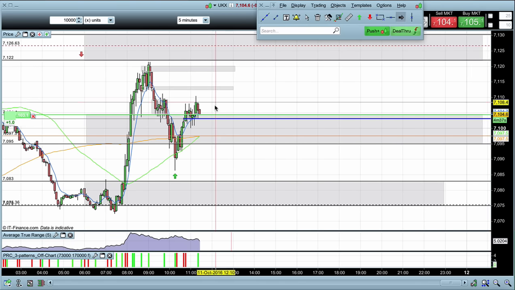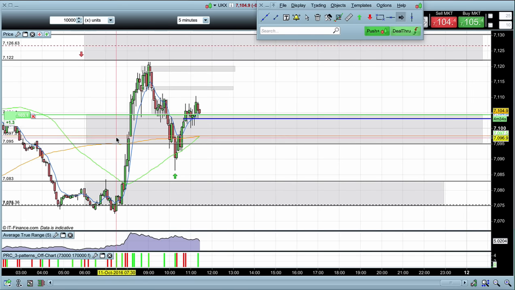Okay, so the trade is still running. What I'm going to do is just take you through the setup so you can see my thinking behind the trade. So in the morning, we spiked up very, very strongly. The FTSE actually approached the all-time highs, so the highest price the FTSE has ever traded. Sellers stepped in at these levels.